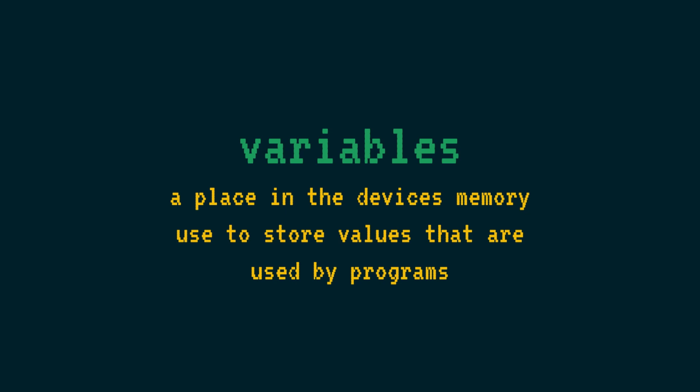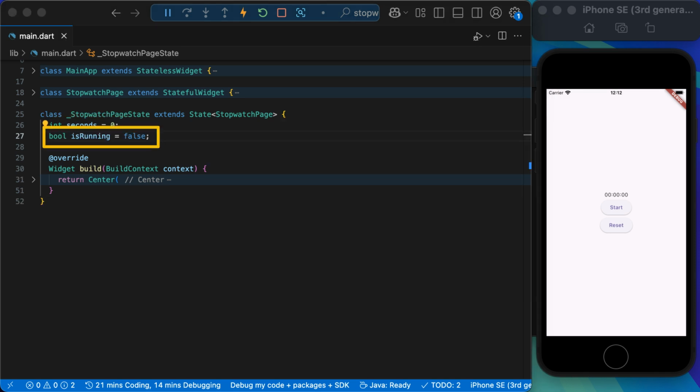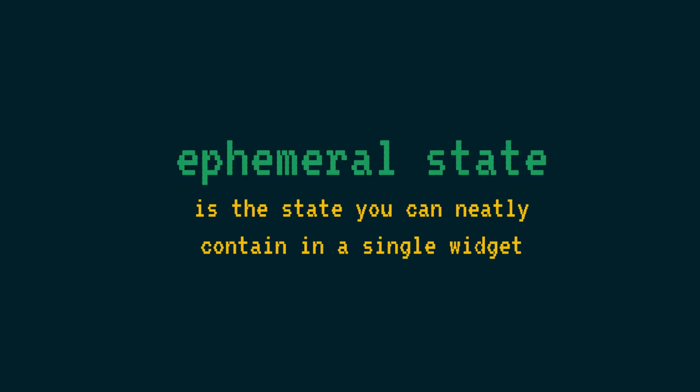Now, we need variables to keep track of time. Inside the state class, declare an integer called seconds and set it to 0. We also need a boolean isRunning to know if the stopwatch is active. These variables live in the state class because they can change and trigger a UI update when modified.